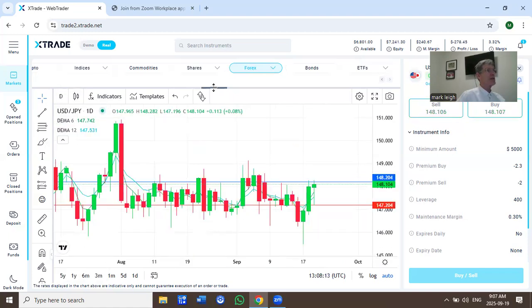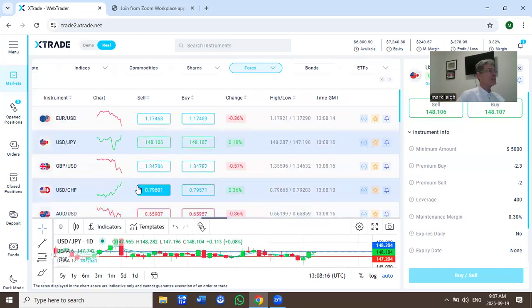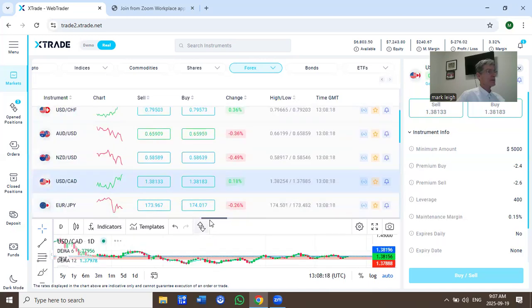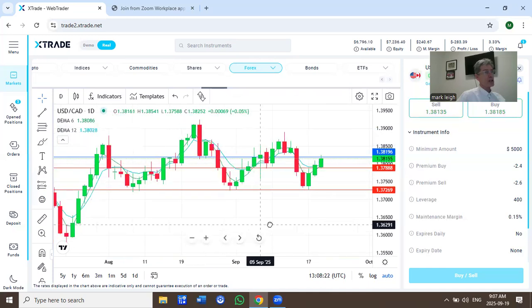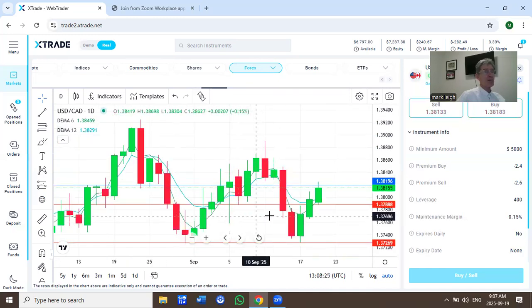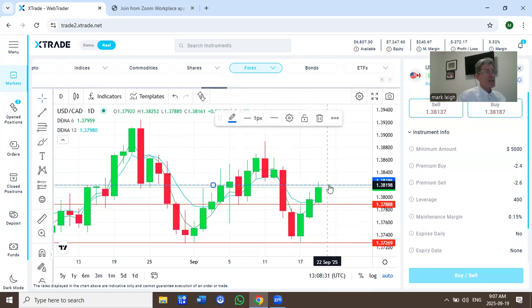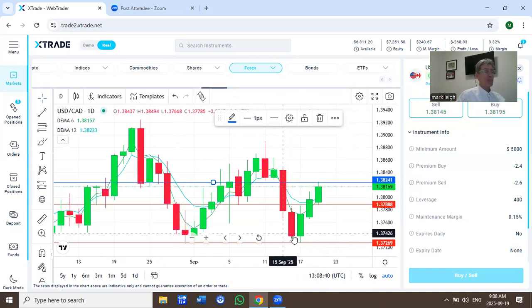Let's have a look at the US dollar Canadian. Again, US dollar strength, third day in a row. I've got support at 137.88. I've got resistance, let me push that bit higher, it's been up to 138.24. You can see coming down that little bit right now, but clearly higher highs, higher lows, the past 3 days.